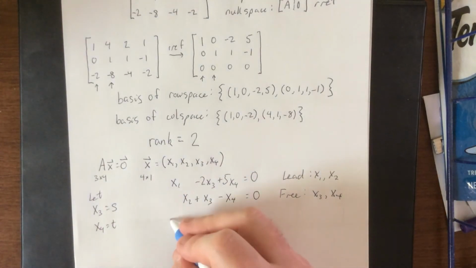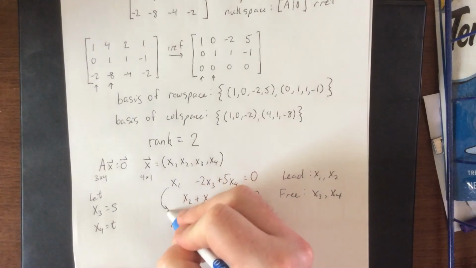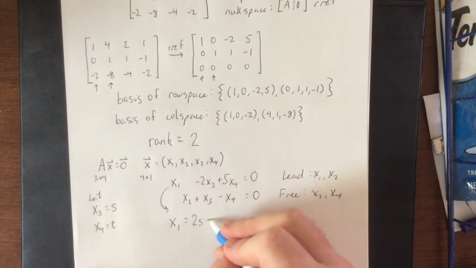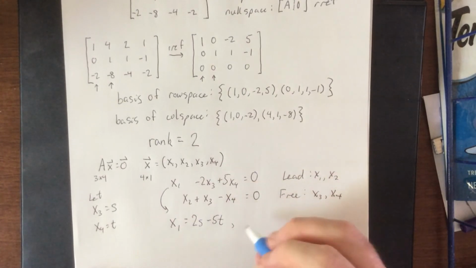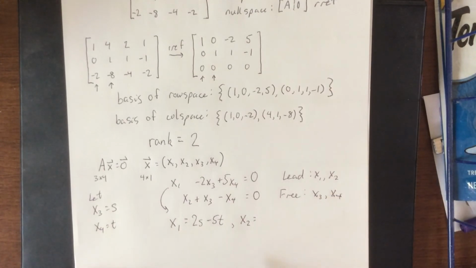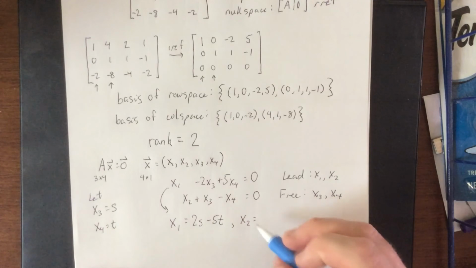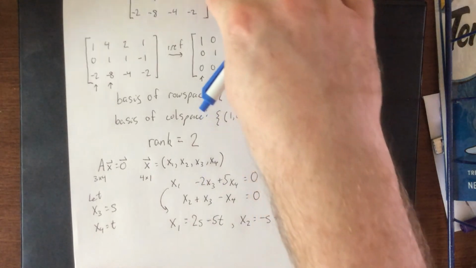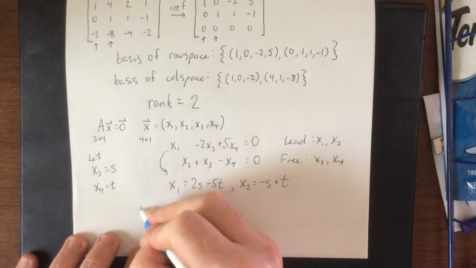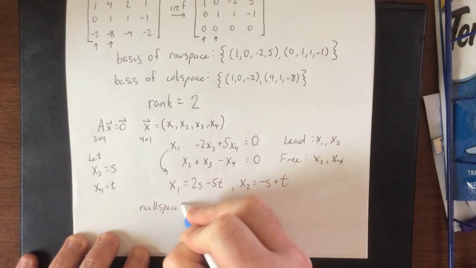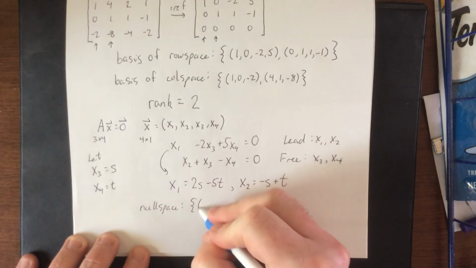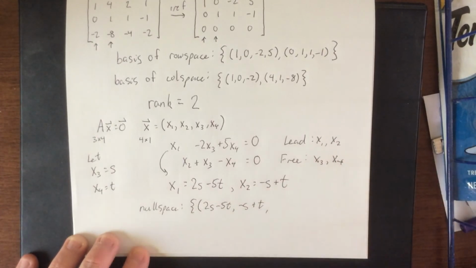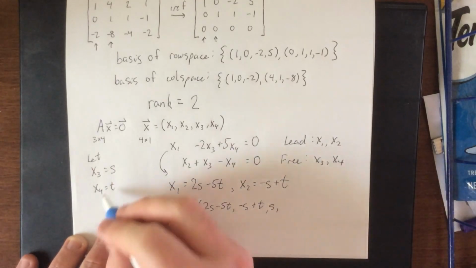Then in terms of these variables, what we're saying is that x1 from this equation is going to be equal to 2x3, so 2s minus 5t. Then the second equation tells us that x2 is going to be equal to negative x3, so negative s, plus x4, so plus t. So this means that the null space itself would take the form 2s minus 5t, negative s plus t, free variable x3, free variable x4.